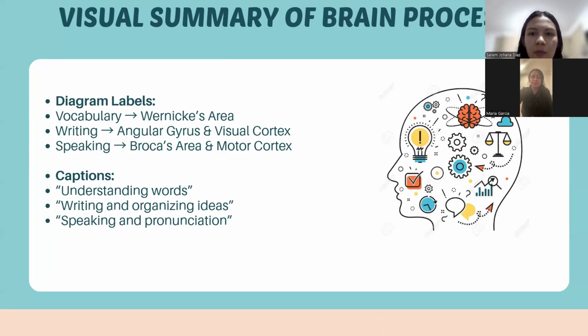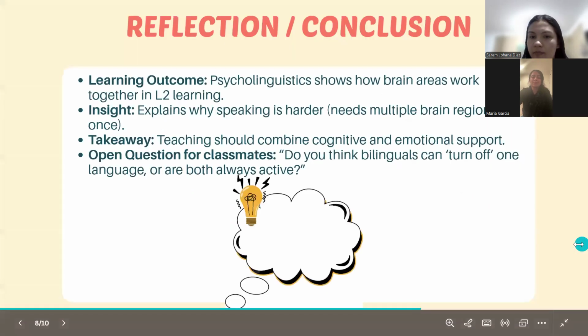So, the visual summary of brain processes. This diagram shows how different regions of the brain are connected to each skill. So the Wernicke's area for vocabulary, angular gyrus and visual cortex for writing, Broca's area and motor cortex for speaking. The idea is to give a simple visual summary of the learning process.